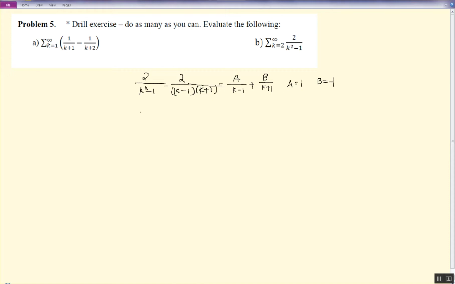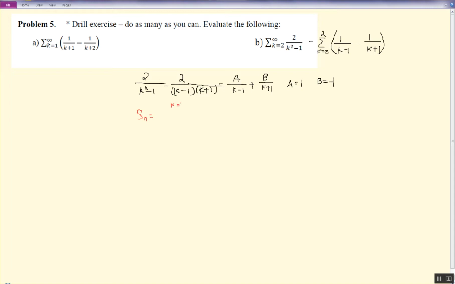So in other words, the original series becomes the summation from k equals 2 to infinity of 1 over k minus 1 minus 1 over k plus 1. And this minus is from the b being -1. So this is the series we are looking for. It's pretty standard: the first thing that you want to do is to write the partial sum.